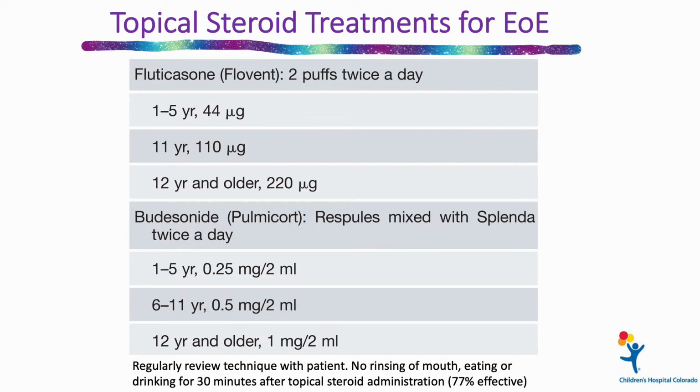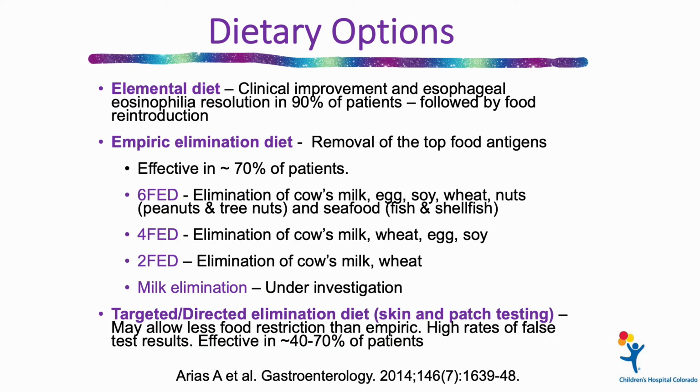Or we use budesonide, which are respules, so it's a liquid. We mix it with Splenda or some other vehicle such as applesauce. And again, the dose is dependent upon age. They take it twice daily. They don't eat or drink for 30 minutes after. And then we follow up usually with an endoscopy in a couple of months to see if they've responded to current treatment. Now, some patients would rather not use medications, so we use diets.